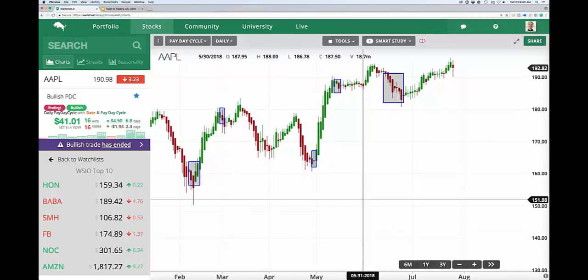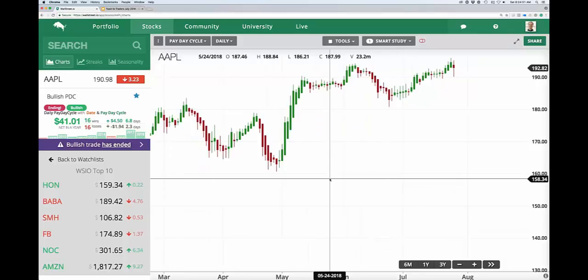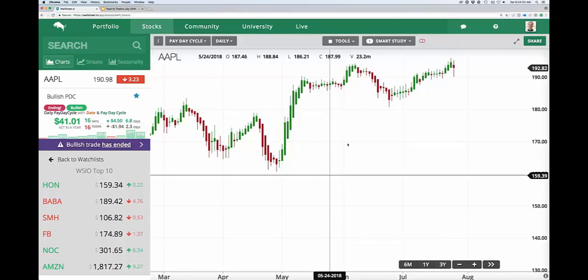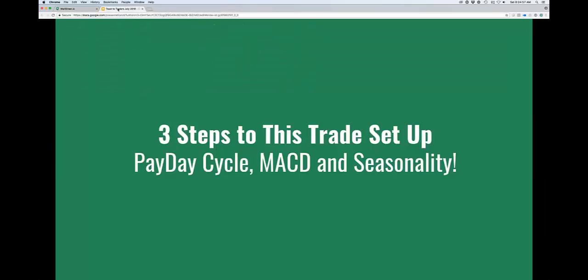Now, the problem with payday cycles in general is occasionally you have what I call a false start. This is where we will add a secondary indicator to it. What I'm going to do really quickly is walk you through my 3 steps that I like to go through with Apple, and then I'll walk you through a really good case study so you can see how I managed a 5-figure options trade.